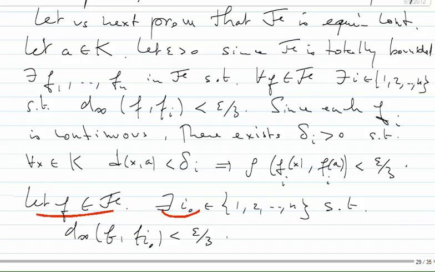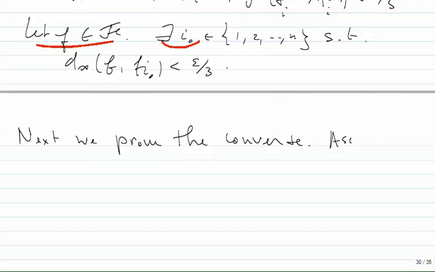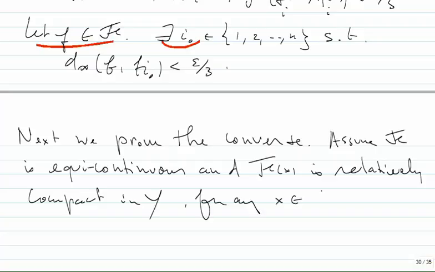Next, we prove the converse. Okay? So, assume F is equicontinuous, and f of x is relatively compact in Y for any x in K. Okay? So we need to prove that F is relatively compact in C of K, Y.